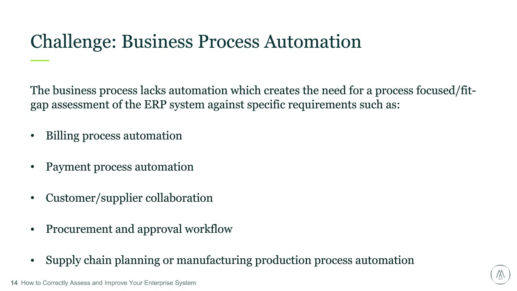Another example of automation challenge we've seen is when a system does not enable direct collaboration with customers or suppliers, especially when dealing with businesses who require that their orders must be transmitted and acknowledged via direct electronic data interchange between their system and yours.